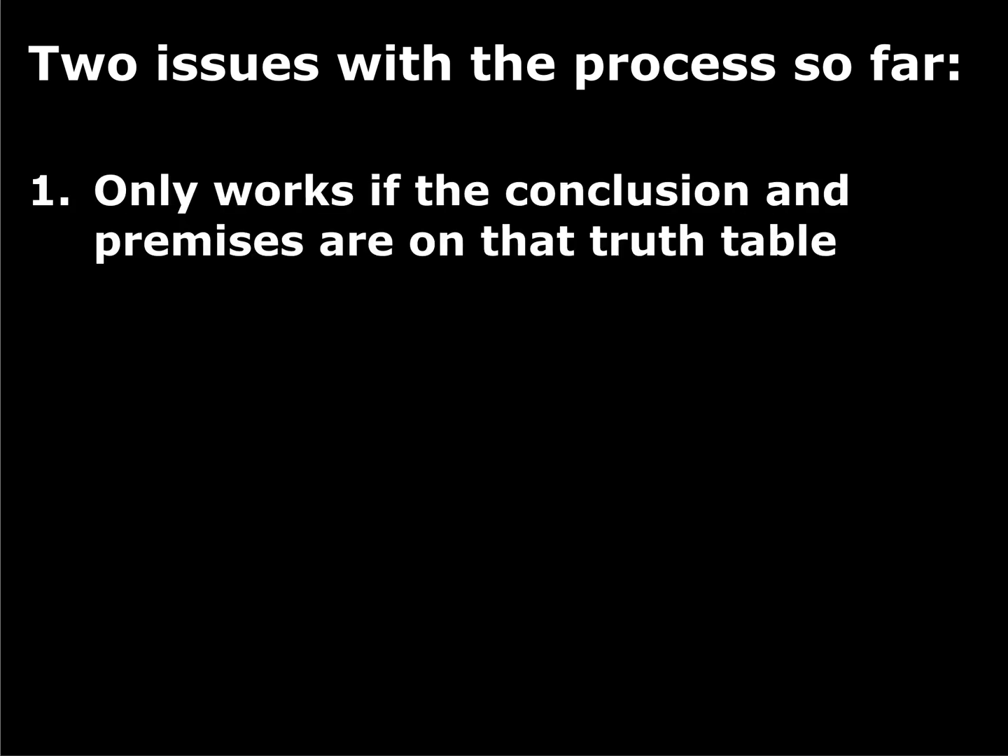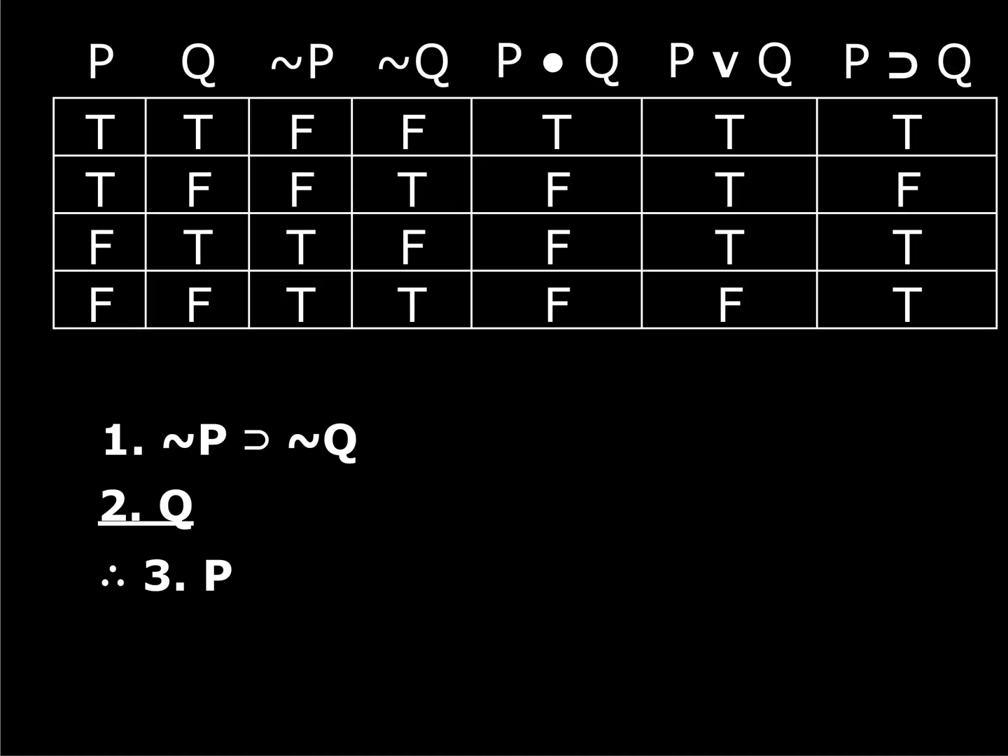Now I want to talk about the two limitations so far in what we've done. One is that this test is only going to work if the conclusion and the premises are all on that truth table. So here's the table we were using. Here's an argument. Can we do this test now? Well, we can't, right? Because if you look up here, premise 1 isn't on this table anywhere. If not P, then not Q isn't here. So how could you apply this test? We can't do it.